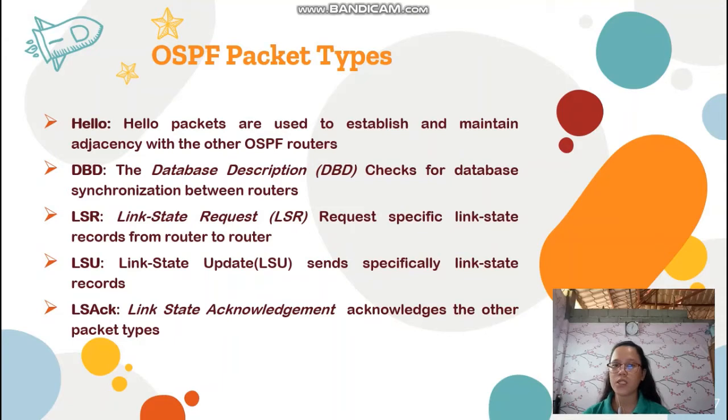Hello. Hello packets are used to establish and maintain adjacency with the other OSPF routers. DBD, or the database description, checks for database synchronization between routers. LSR, or link state request, requests specific link state records from router to router. LSU, link state update, sends specific link state records. LSA ACK, or link state acknowledgement, acknowledges the other packet types.